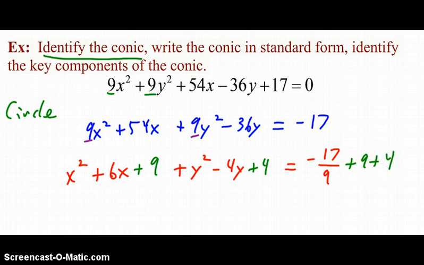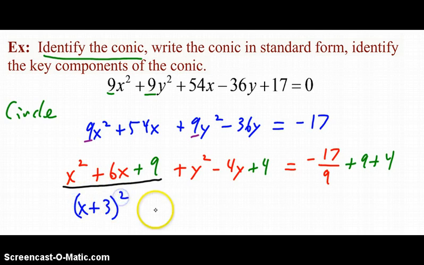Now, remember what you have created is a perfect square trinomial. So this is going to conveniently factor into x, whatever that sign is, plus, and half the middle term, 3 quantity squared, plus y, whatever this sign is, minus, and half the middle term.